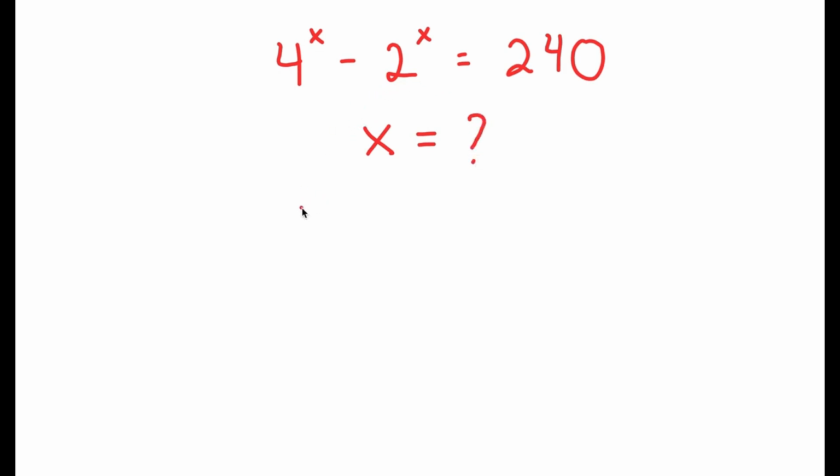Alright, so in this video, I'm going to solve the equation 4 to the power of x minus 2 to the power of x is equal to 240. My only variable in this equation is x, so that's what I'm going to be solving for. And now for my solution.